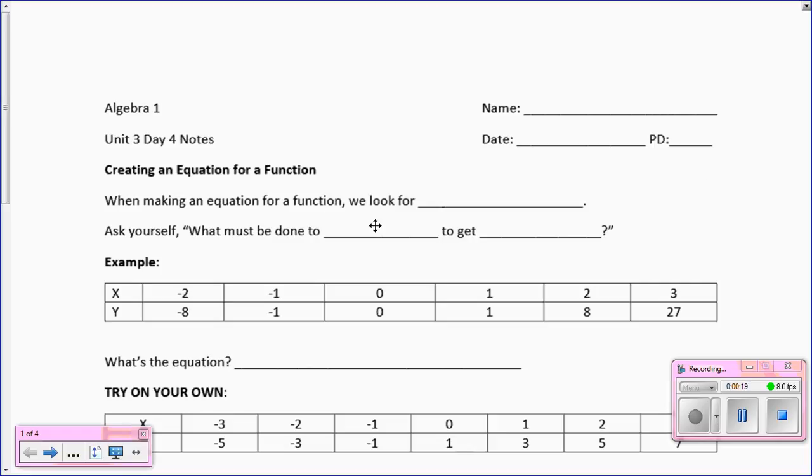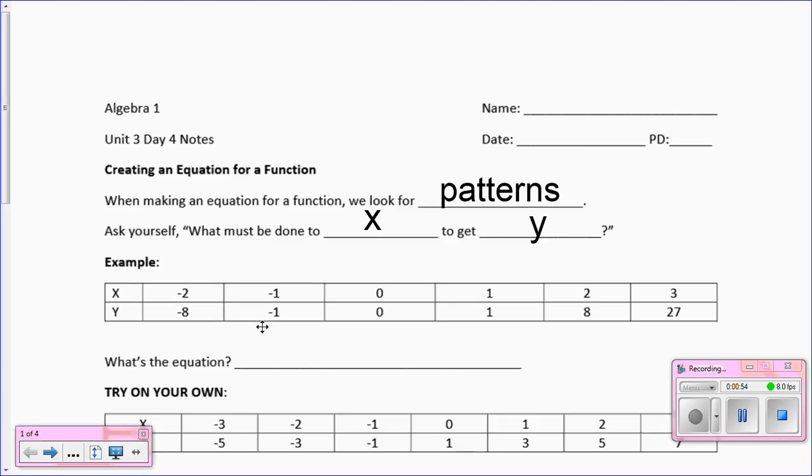When making an equation for a function, we look for patterns, like I said. So we need to ask ourselves, what must be done to the x value in order to get the y value? You're always doing something to the x in order to get the y. If we look at this example, the x's are -2, -1, 0, 1, 2, 3. Well, what's happening to this x value to get me to -8? I could be subtracting 6, but that doesn't work for each one. So it's a pattern that has to work for each one.